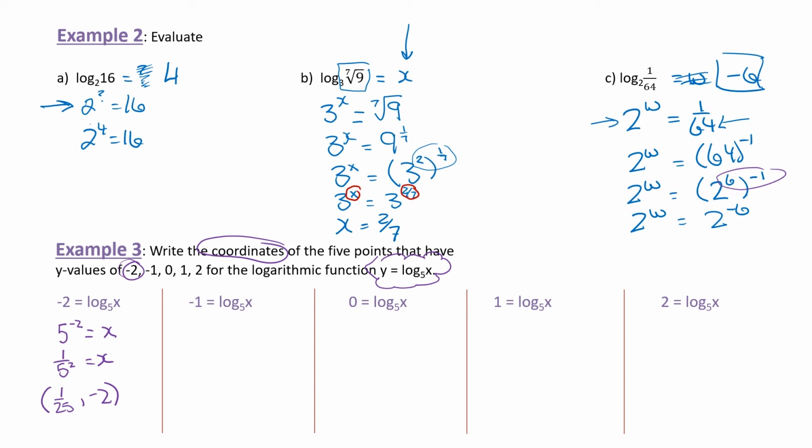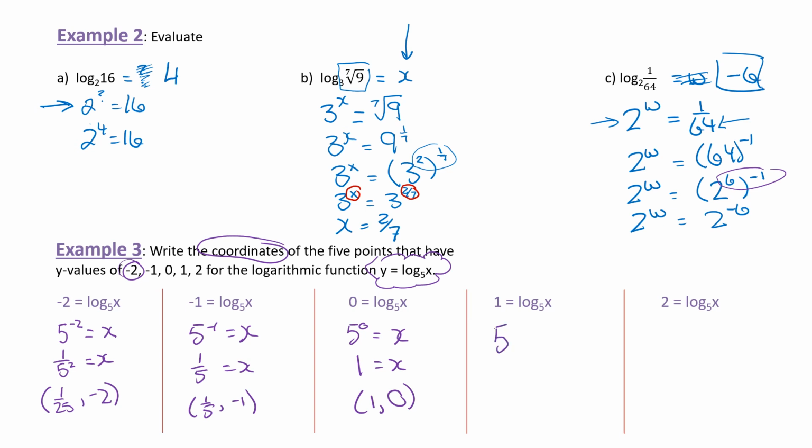Next one, let's do the same thing. 5 to the power of negative 1 equals x. That's 1/5 equals x. So the coordinate is 1/5 is my x value, and my y value this time was a negative 1. I'm going to graph that one. Next one, 5 to the power of 0 equals x. What is 5 to the power of 0? Is it 0? No, it's 1. My x value is a 1, and my y value was a 0.